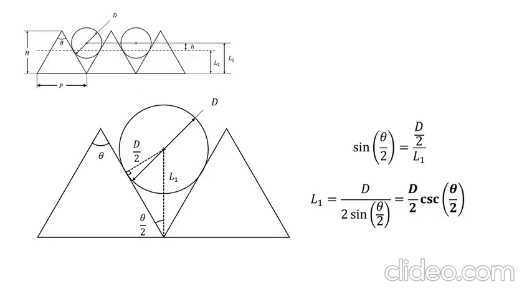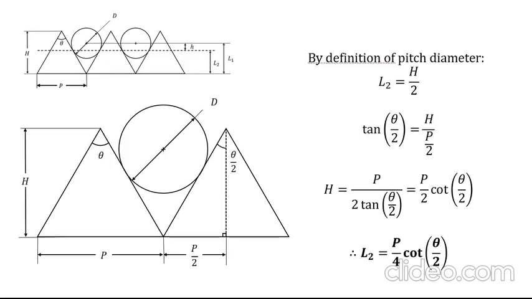This first distance can be found using the shown trigonometry to be half the wire diameter times the cosecant of half the thread angle. The second measurement can be found using the definition of the pitch diameter and the trig shown on screen, equaling the thread pitch divided by 4 times the cotangent of half the thread angle.